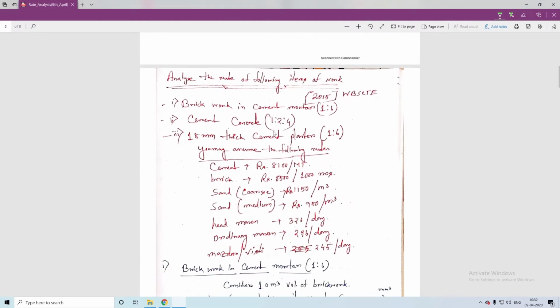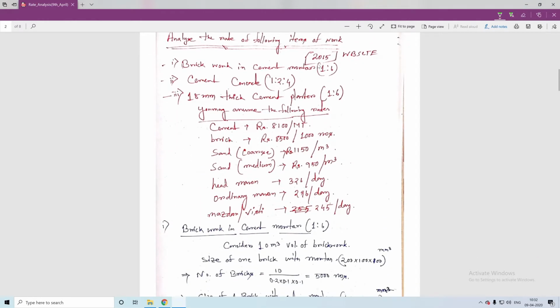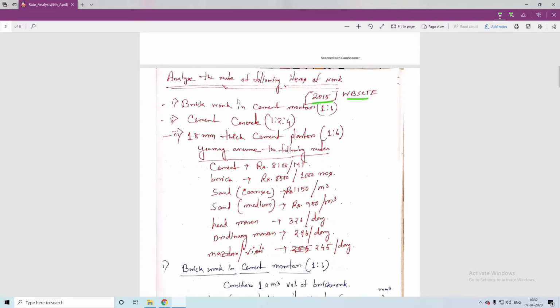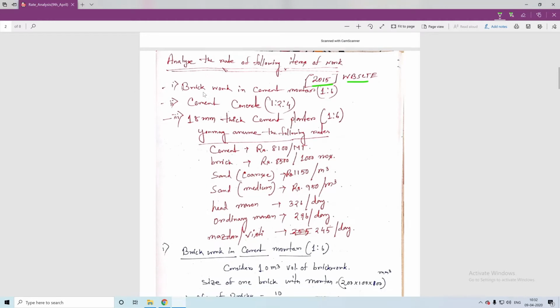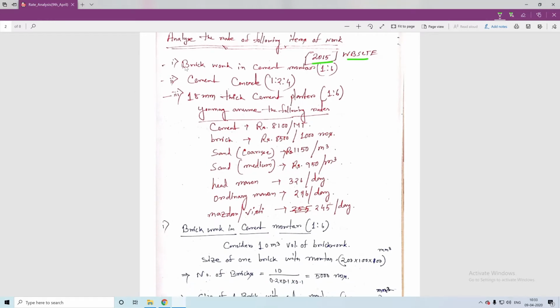Now the second question, that is also from the year 2015, State Council of Technical Education, West Bengal. Here you have to answer any two of these three. The solution is not so big, but we will solve these three. Brickwork in cement mortar. Obviously you understood, brickwork in cement mortar means the main walls and partition walls basically.